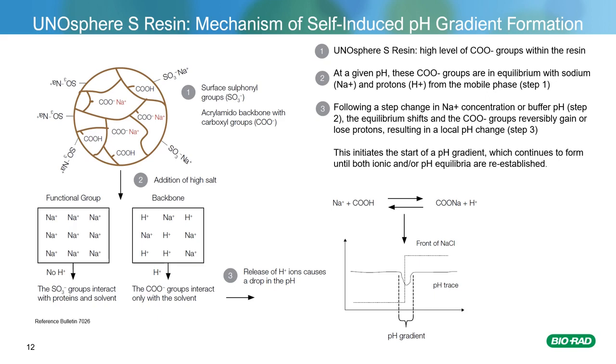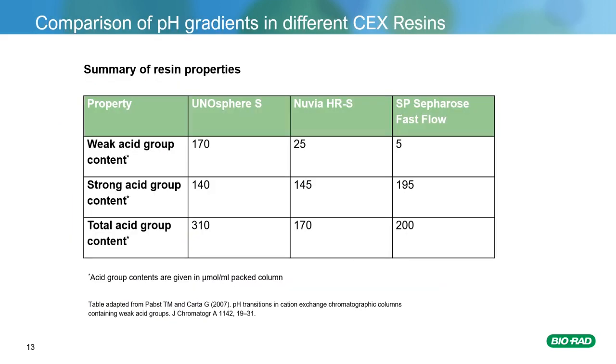However, following a step change in salt concentration or buffer pH, the equilibrium shifts and the carboxyl groups reversibly gain or lose protons, resulting in a local pH change. This then starts the initiation of a pH gradient, which continues to form until both ionic and/or pH equilibria are reestablished. Due to the presence of the large number of carboxyl groups on Unosphere S, the gradient lasts for a relatively large number of column volumes. This provides a significant window for protein desorption, thereby enhancing the resolution.